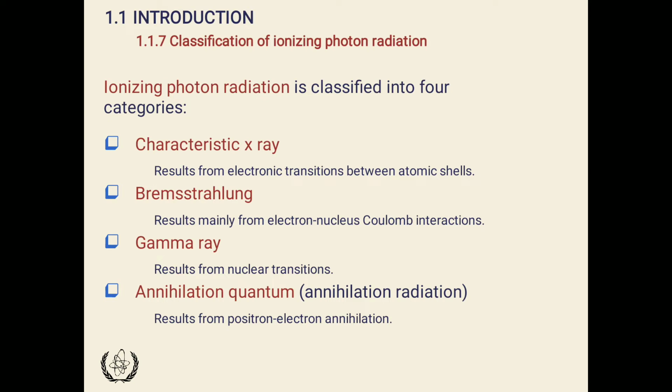Now, ionizing photon radiation is also classified into four categories: characteristic X-rays, which result from electronic transitions between atomic shells; then bremsstrahlung, which results mainly from electron-nucleus Coulomb interaction; then gamma rays, which result from nuclear transitions; then annihilation quanta, and these radiations result from positron-electron annihilation.